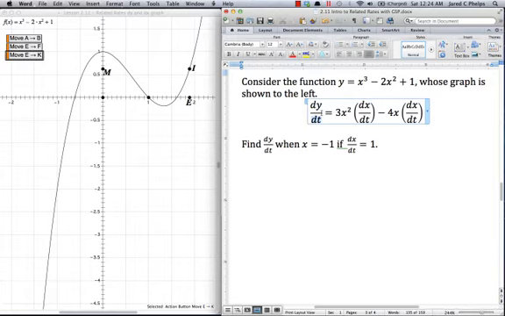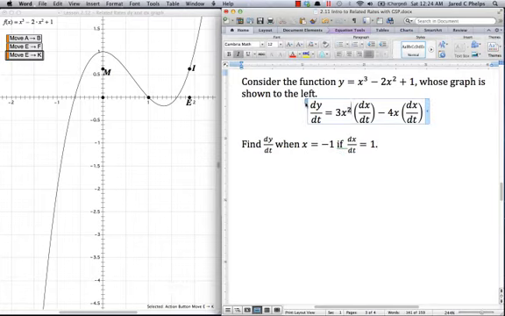dy/dt, the speed of y changing, is equal to 3x squared times dx/dt minus 4x times dx/dt. And I might ask the question, find dy/dt. In other words, find out how fast y is changing when, because remember, the speed of y changing was variable, it changed. Find the speed at which y changes when x equals negative 1 if dx/dt equals 1.